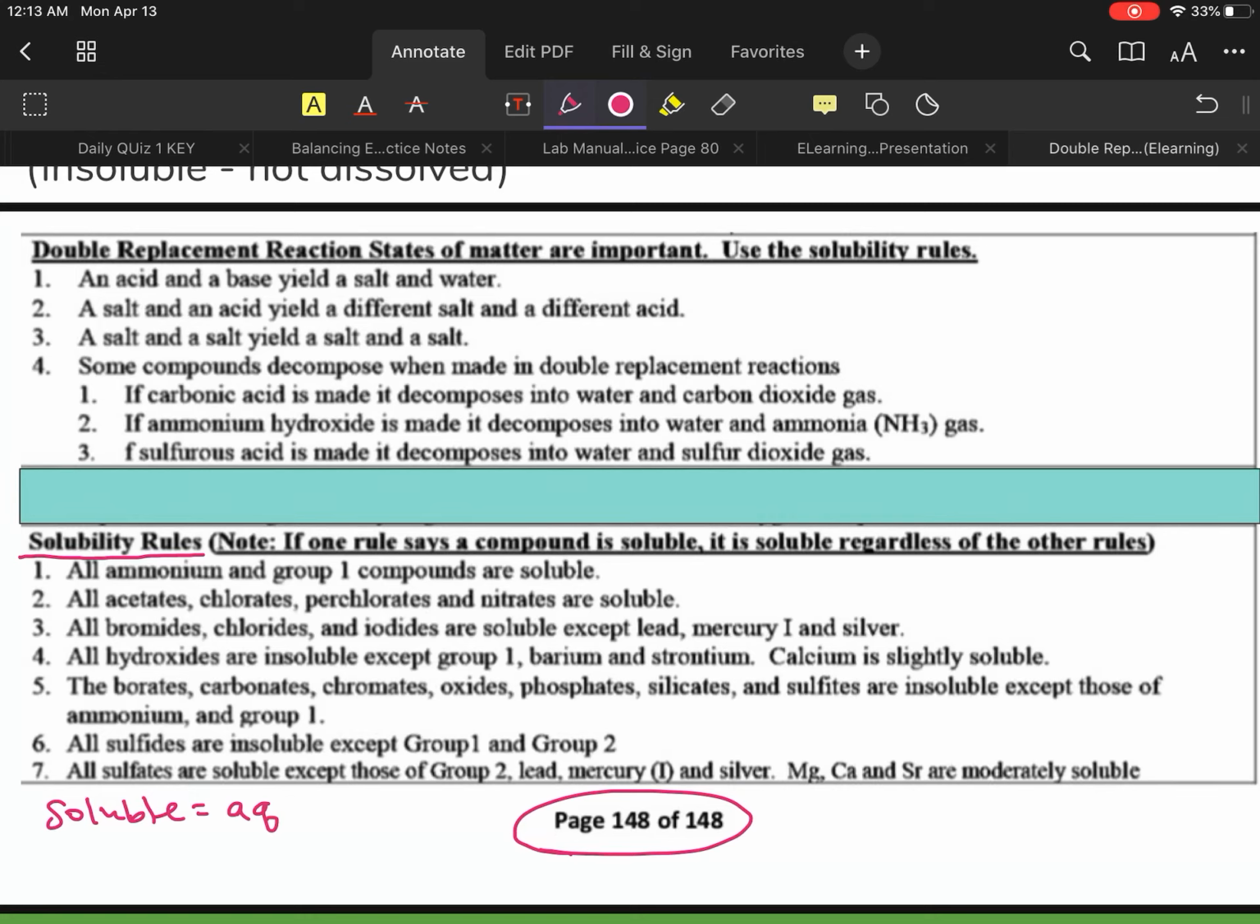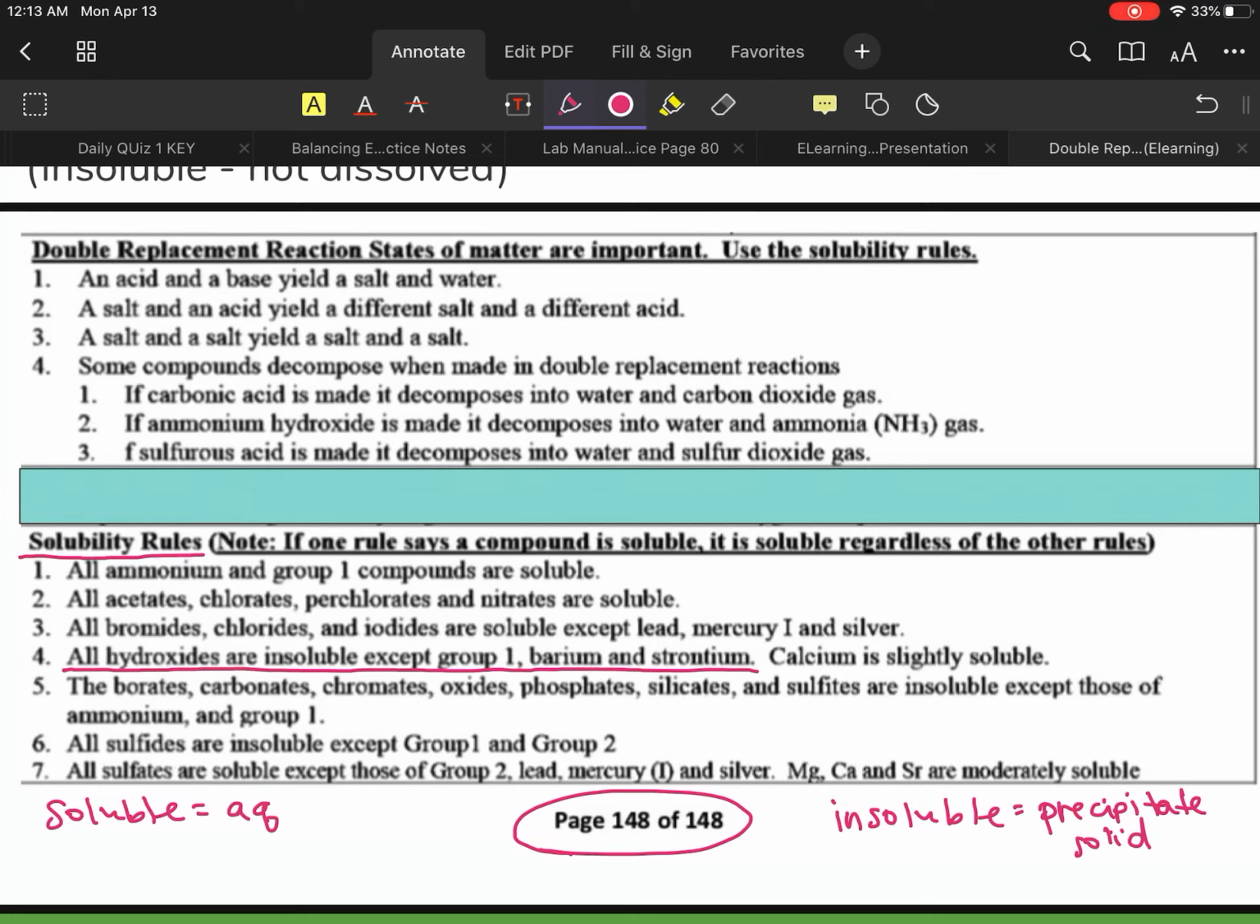Remember, if it says soluble, that means that everything is dissolved. I have aqueous solutions. If it says insoluble, that means I'm going to have some kind of precipitate or solid. If you want to add that to your page, that's totally fine. And really, if we look through these rules, almost everything is soluble. There's only a few things that are insoluble. So I go through and underline my insolubles. All hydroxides are insoluble except group 1, barium and strontium.